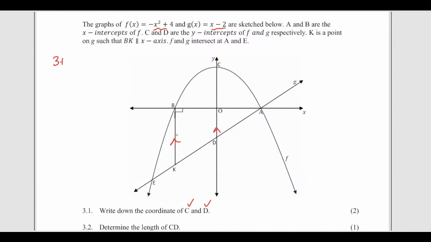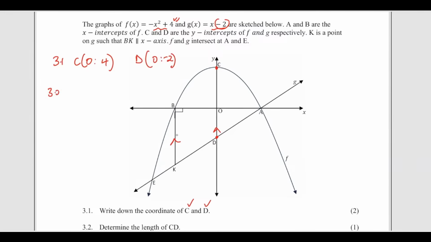Where is C? C is the y-intercept. So meaning that C is going to be 0 for x, and then this 4 for y. Okay, we don't need to calculate that. It's automatic. Okay, then coordinates of D. D is the y-intercept of the graph, which is represented by this negative 2. So 0 and negative 2.